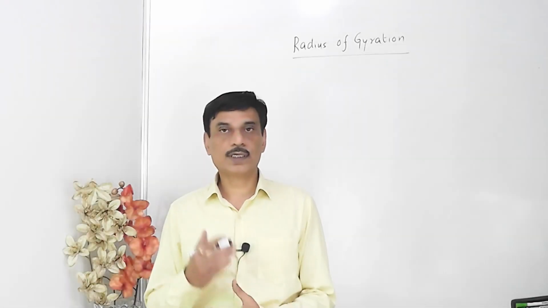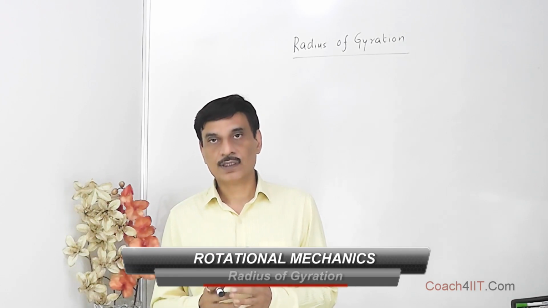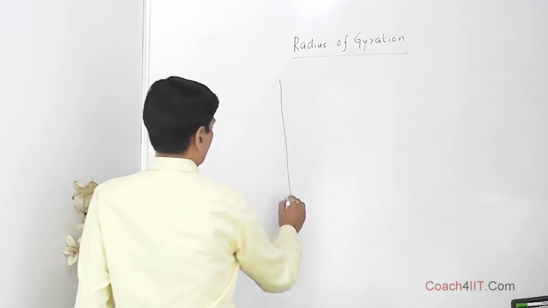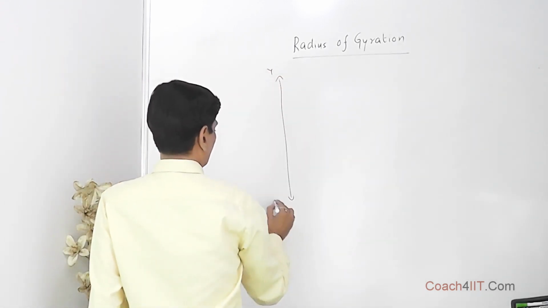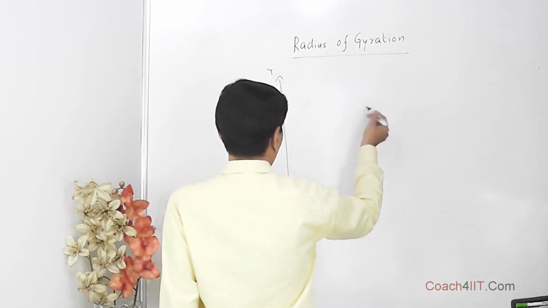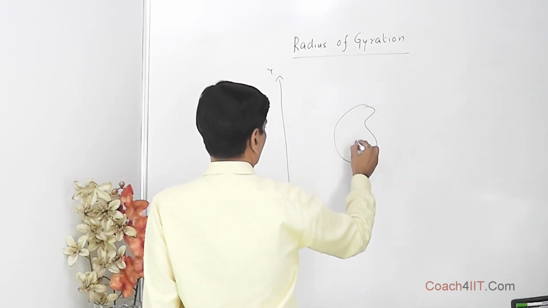Let us understand radius of gyration. What is radius of gyration? Radius of gyration is when we have the moment of inertia of a body about some axis, which we have probably got through integration etc. Let's say about YY dash, we have found the moment of inertia of this body of mass m.